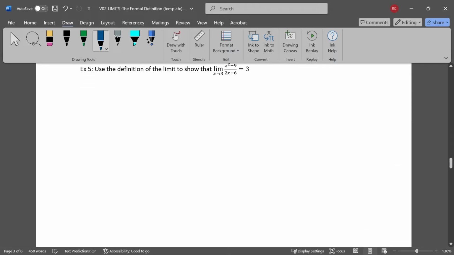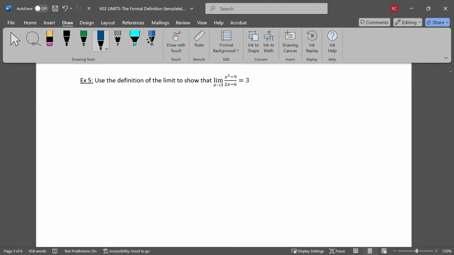So this one's a little bit different, and it's seemingly more complicated. It says, use the definition of the limit to show that the limit as x approaches 3 of x squared minus 9 over 2x minus 6 is 3. So again, we start by saying let epsilon greater than 0 be given. Doesn't matter what it is, just that it's positive.